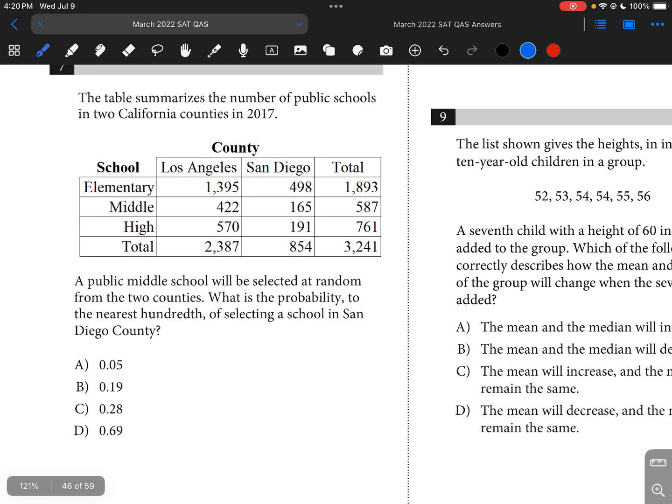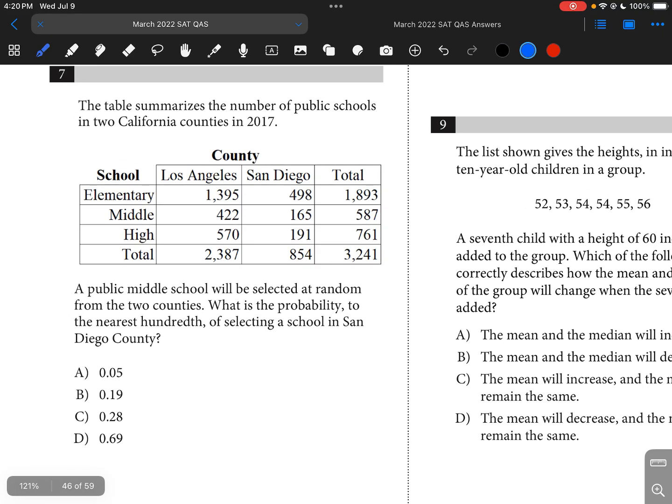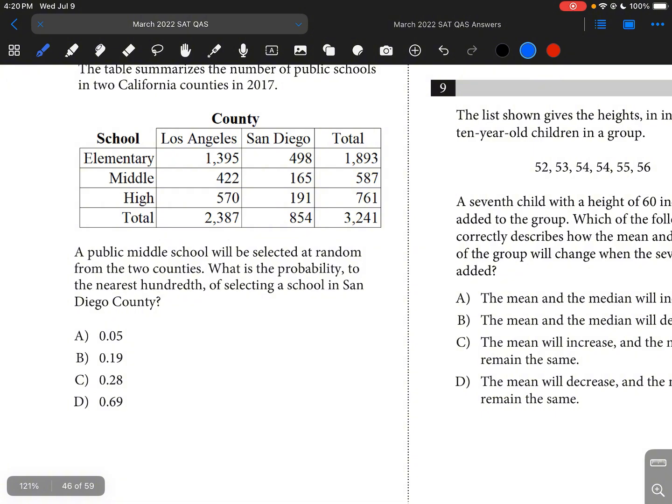All right, number 7. This table summarizes the number of public schools in 2 California counties, Los Angeles and San Diego. A public middle school, specifically a middle school, will be selected at random from the 2 counties. What is the probability to the nearest 100th of selecting a school in San Diego?